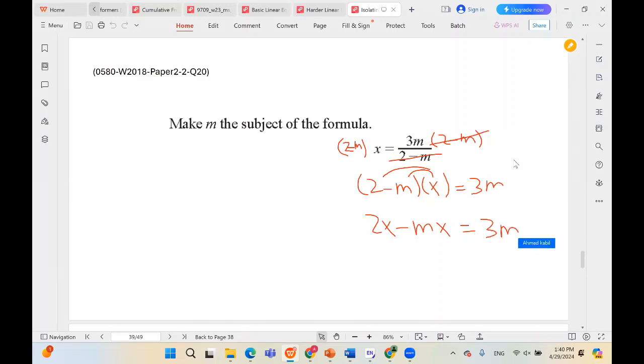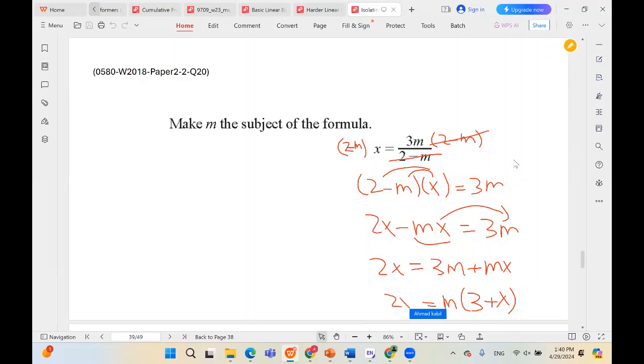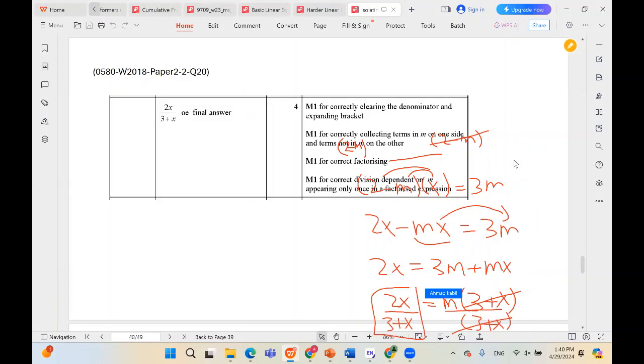We want all the m's to be on the same side, so let's take this to the right. So now we have 2x equals 3m plus mx. We will take m out as a common factor, so m times 3 plus x equals 2x. And finally, we will divide both sides by 3 plus x. So these will cancel out, and you are left with m equals this expression. 2x over 3 plus x is the correct answer.